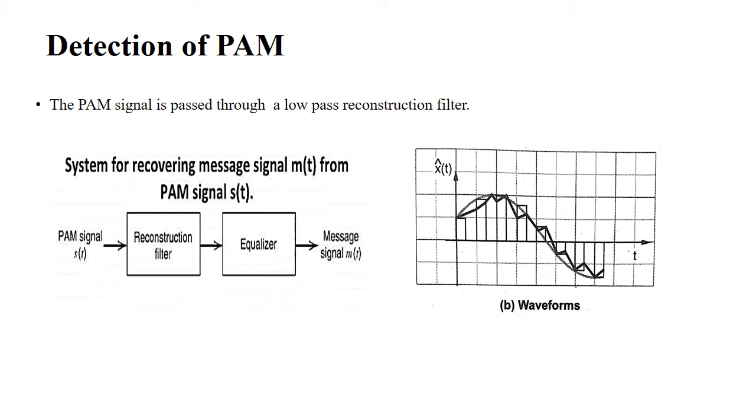Detection of PAM: the PAM signal is passed through the low pass reconstruction filter. The filter reconstructs the analog signal from the PAM pulses and gives the output as the message signal, m(t). Here we use the reconstruction filter and an equalizer to convert the PAM signal s(t) into the message signal m(t).